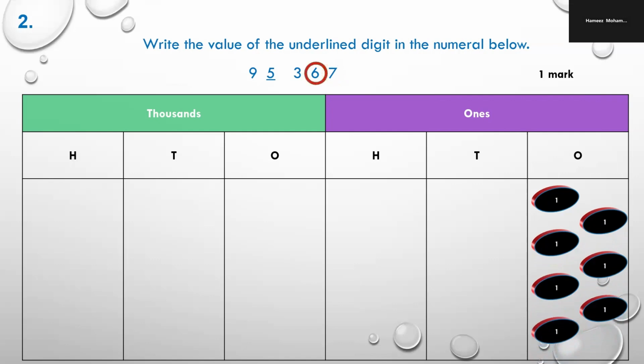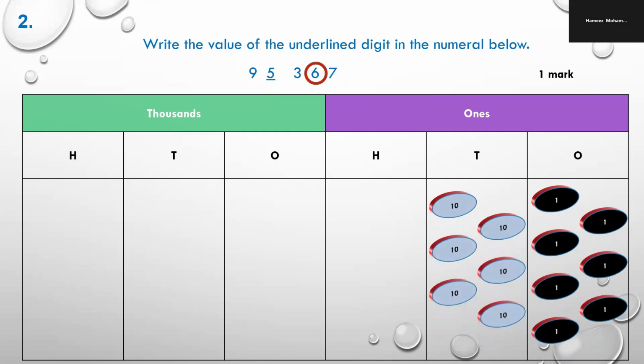Now let's look at 6 tens. So the place value is tens, and we have 6 of those. So we can pick up 1 ten, 2 tens, 3 tens, 4, 5, 6. So we have 6 of those.